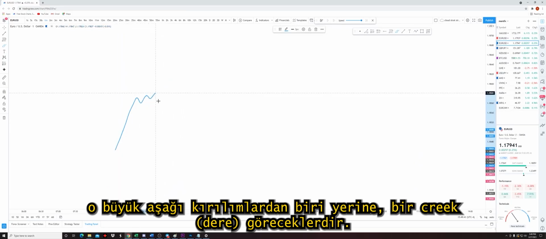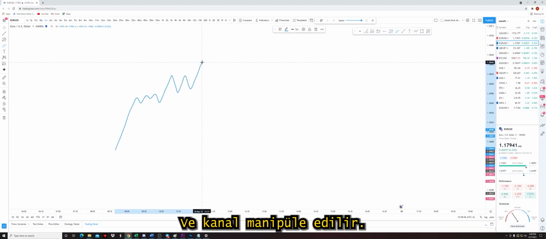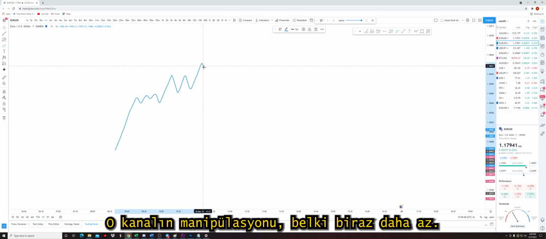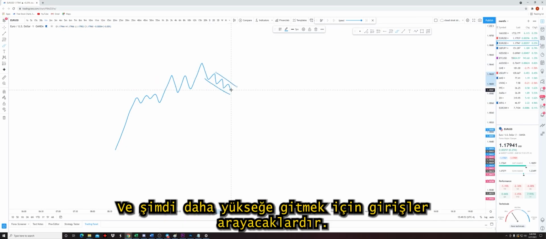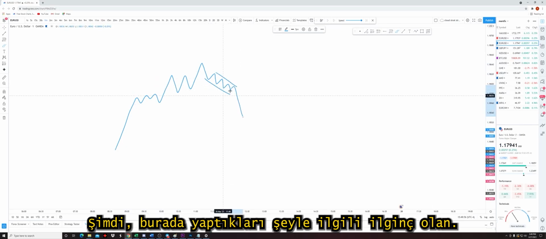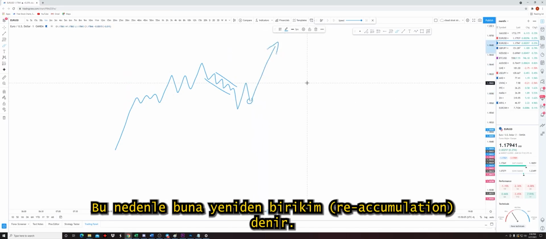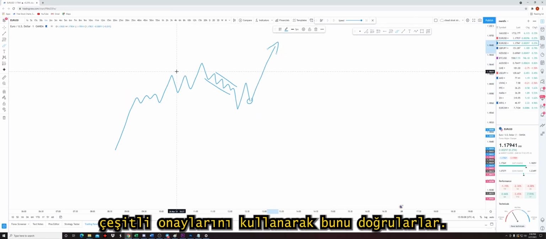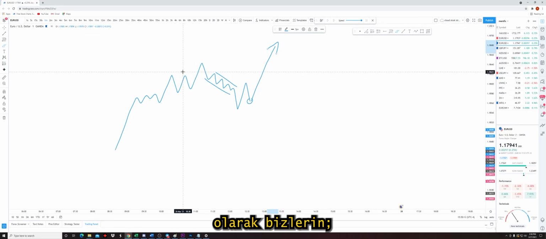So let's say PSY, whatever, BC, AR, ST, UT, and then what they'll usually see is instead of one of those larger breaks down, what they'll see is a creek. This creek begins to draw a channel, and the channel gets manipulated. The manipulation of that channel is what they call the spring, and now they'll look for entries to go higher. Now, what's interesting about what they're doing here? Again, remember that this is a distribution that becomes an accumulation, therefore it's called a reaccumulation. And they confirm this using their variety of confirmations without using what we do.